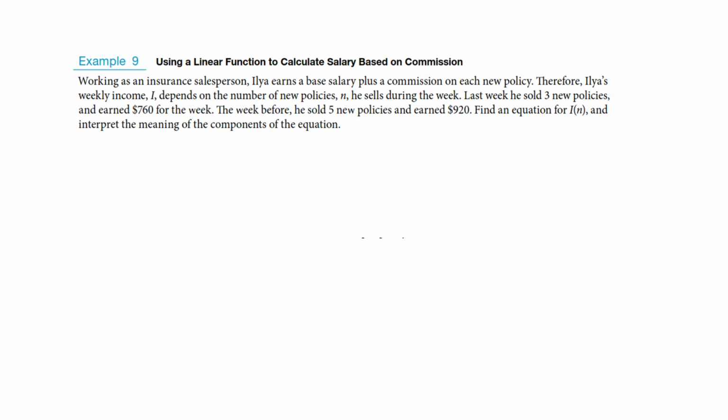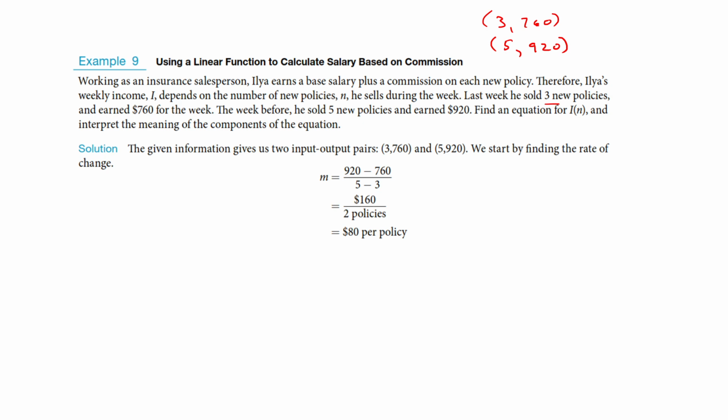Okay, this one again is asking us to find a line, but what they've done now is they've given us 2 points hidden in a story. So 3 policies, he gets $760. 5 policies, he gets $920. So they've just given us everything we need to do. We've got to find the slope and then find the equation. We've already done it. This is just hidden in a story. So we've done the same type of problem. We've got y2 minus y1 over x2 minus x1. I found the slope. It's 80.